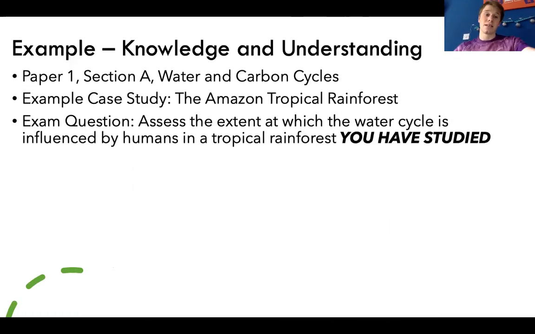So I've got here an example of what I mean when I say knowledge and understanding. I've taken this from an example from paper 1, section A, water and carbon cycles, where I'm going to be using the Amazon tropical rainforest as my example for knowledge and understanding. So the key question I've been given here from my paper is, assess the extent to which the water cycle is influenced by humans in a tropical rainforest you have studied. So you have to use the one that you've studied, and it only asks for one. Like I've said, you can't go picking the Indonesian rainforest and the Amazon. You pick one, otherwise you will lose marks or you won't be counted for those marks because it only asks for the one that you've mentioned.